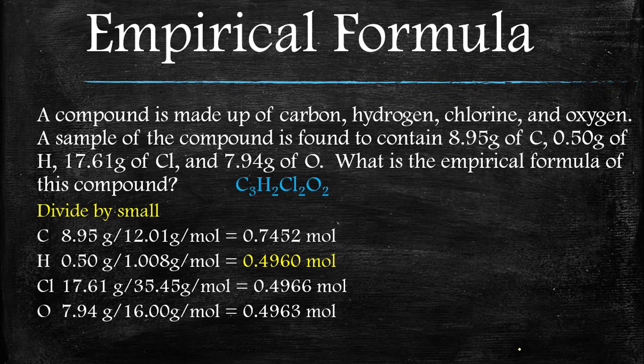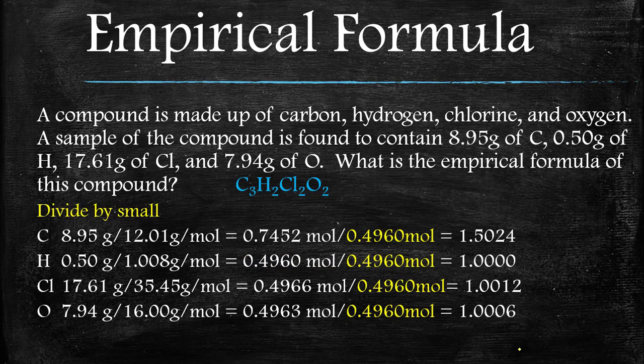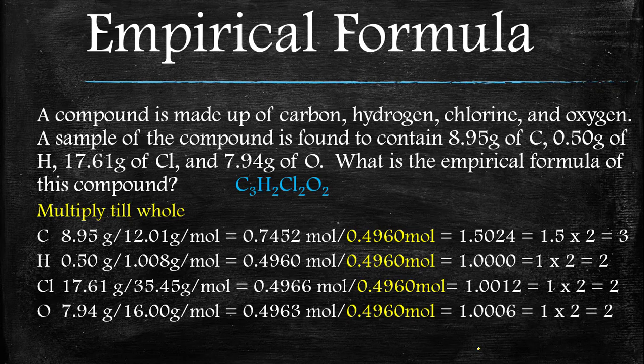Divide by small, 0.4960 is the smallest value there. Others are close, but they are a little bit larger. And so we divide everything by that, and then we notice that this value is not a 0 or a 9, so it cannot be rounded to the nearest whole number. And so we round them to these values, 1.5, 1, 1, and 1. Multiply till whole. Well, the carbon, if you multiply it by 2, becomes 3. That's a whole number. But whatever you do to one element, you must do to all the other elements. So they each get multiplied by 2, giving an empirical formula of C3H2Cl2O2.